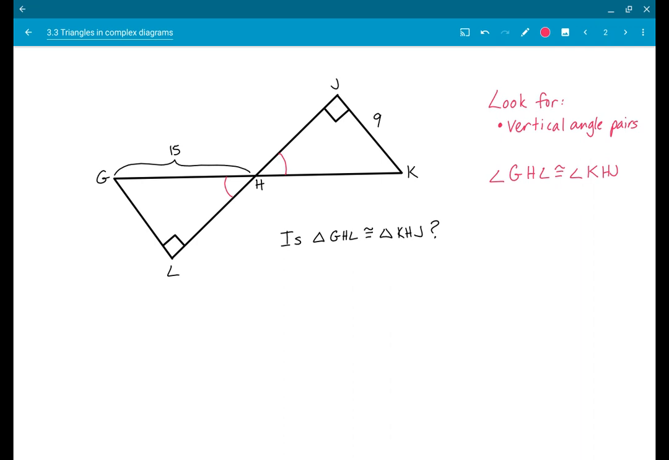Now we have to go back to our question. Are the two triangles congruent? Well, I have an angle and a side for triangle GHL, but I have an angle and a different side for triangle JHK. Without any further information, we don't have enough to say that these two are congruent. We need the two sides that are labeled to be the same side.